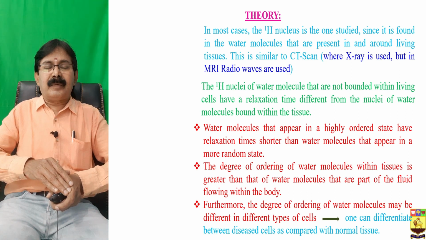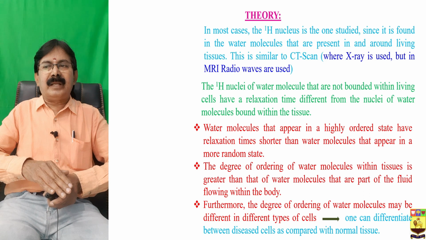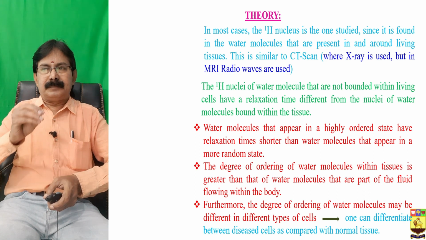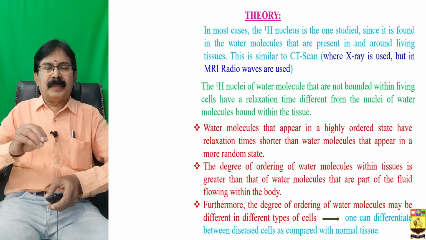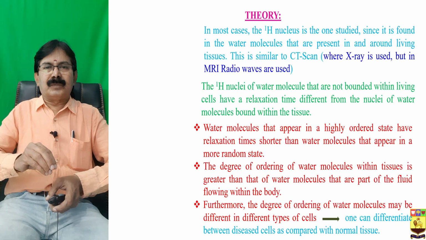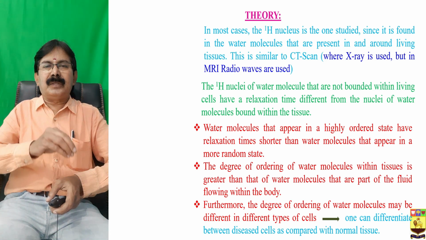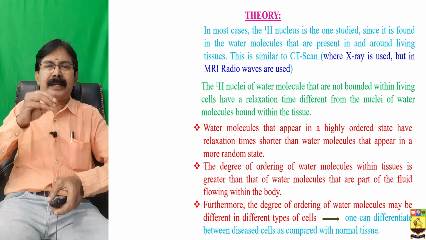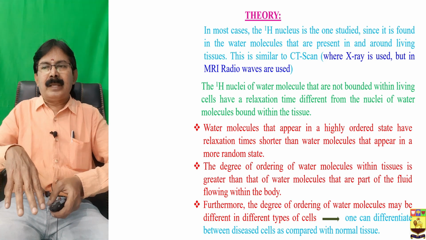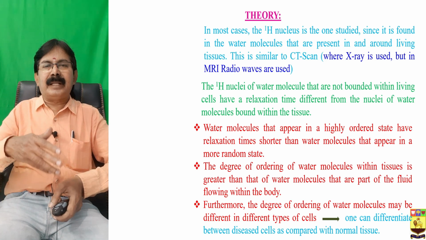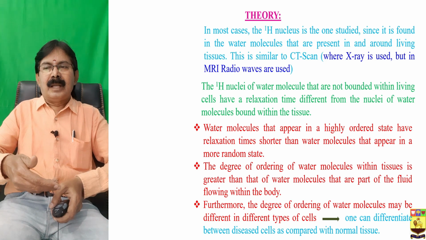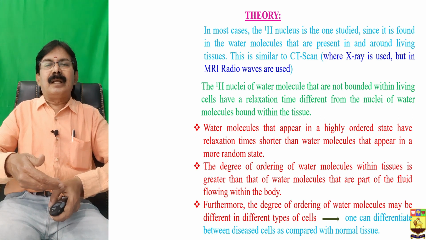The radiographer knows about the degree of ordering of the water molecules present in the different types of tissues. It may be different in the liver tissues, the lung tissues, or the brain tissues and so on. So the radiographer can differentiate between the diseased cells as compared with the normal tissues.